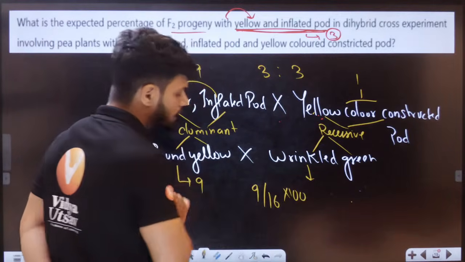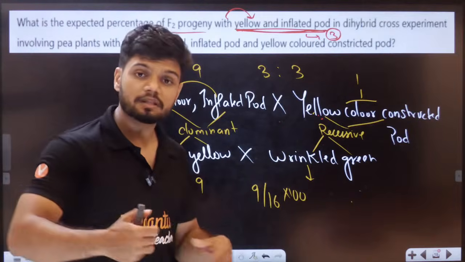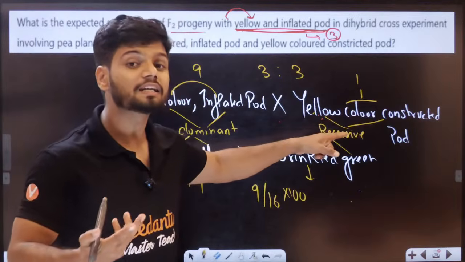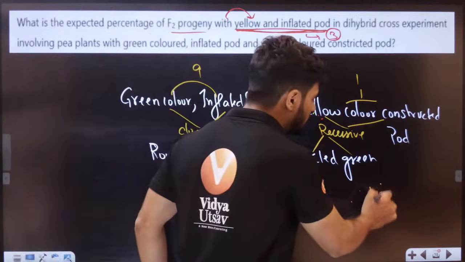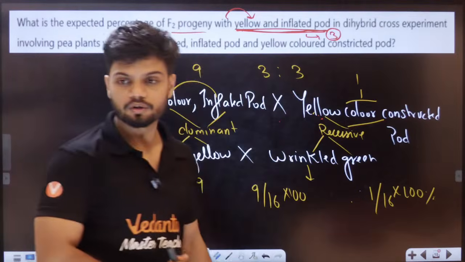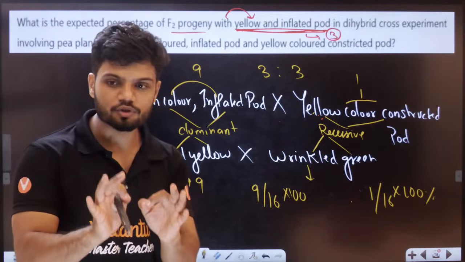Yes or no? Now, let's say I'll change the question to, let's say, tell me the percentage of yellow constricted. So in that case, what you will do? You will do 1 divided by 16 into 100. Yes or no, students? Very simple, students. I hope all of you are able to solve the numericals now.